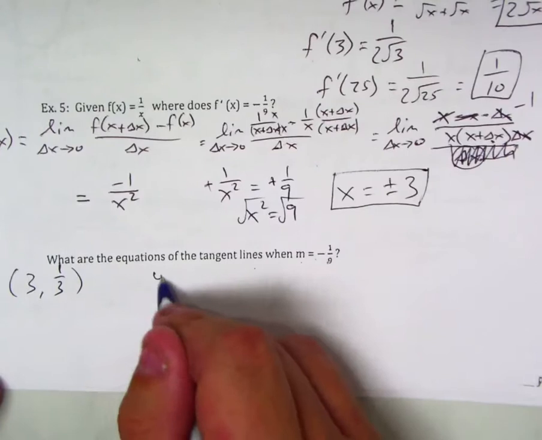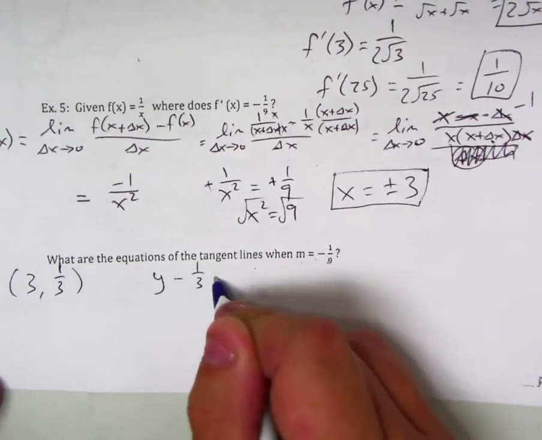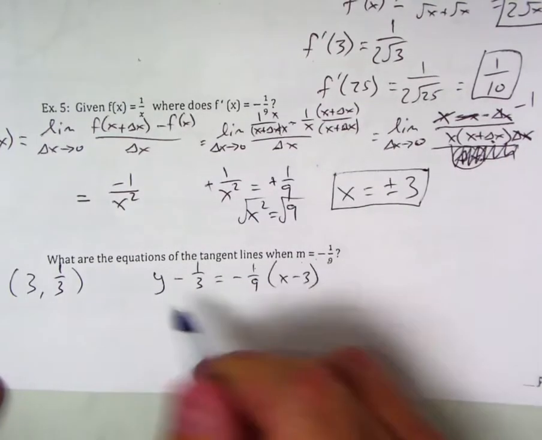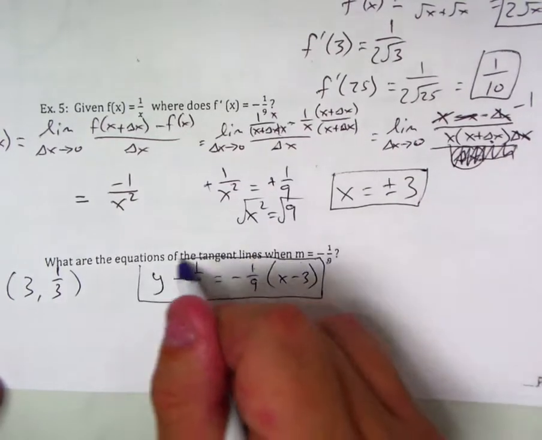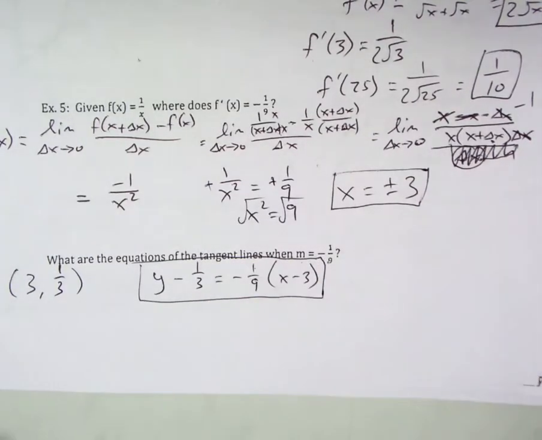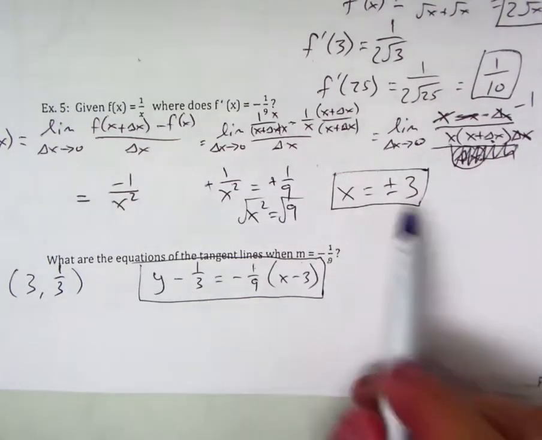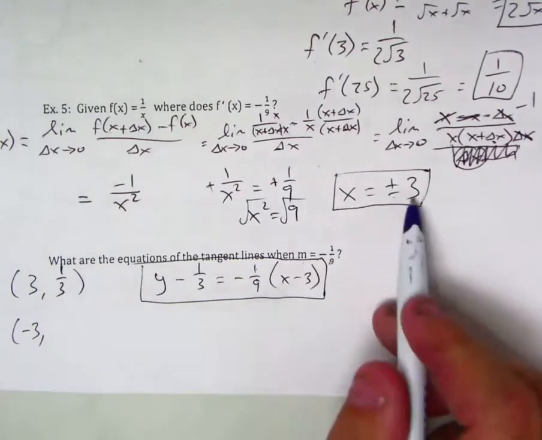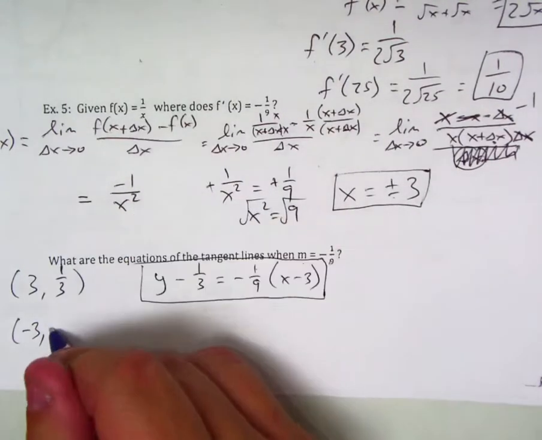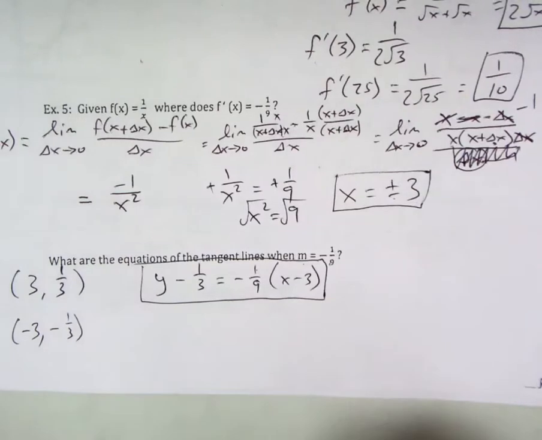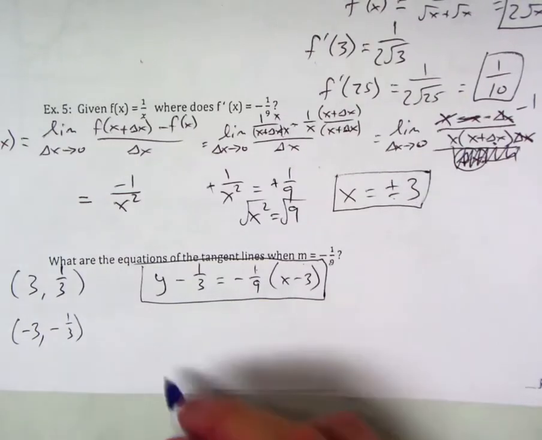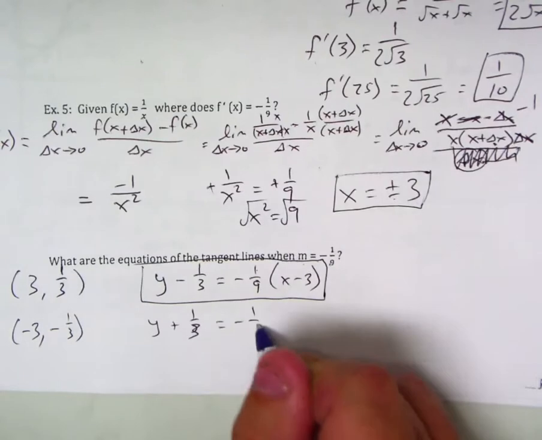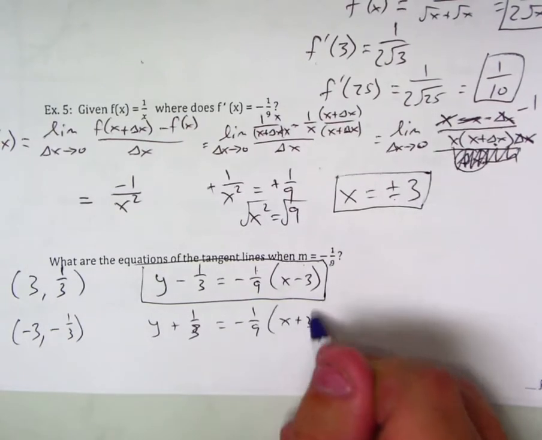We can write the equation. y minus 1/3 equals negative 1/9 times x minus 3. There's one other place. It happens when x is negative 3. So plug negative 3 in for x, and you get negative 1/3. And we also know the slope's negative 1/9 there, so y plus 1/3 equals negative 1/9 times x plus 3.